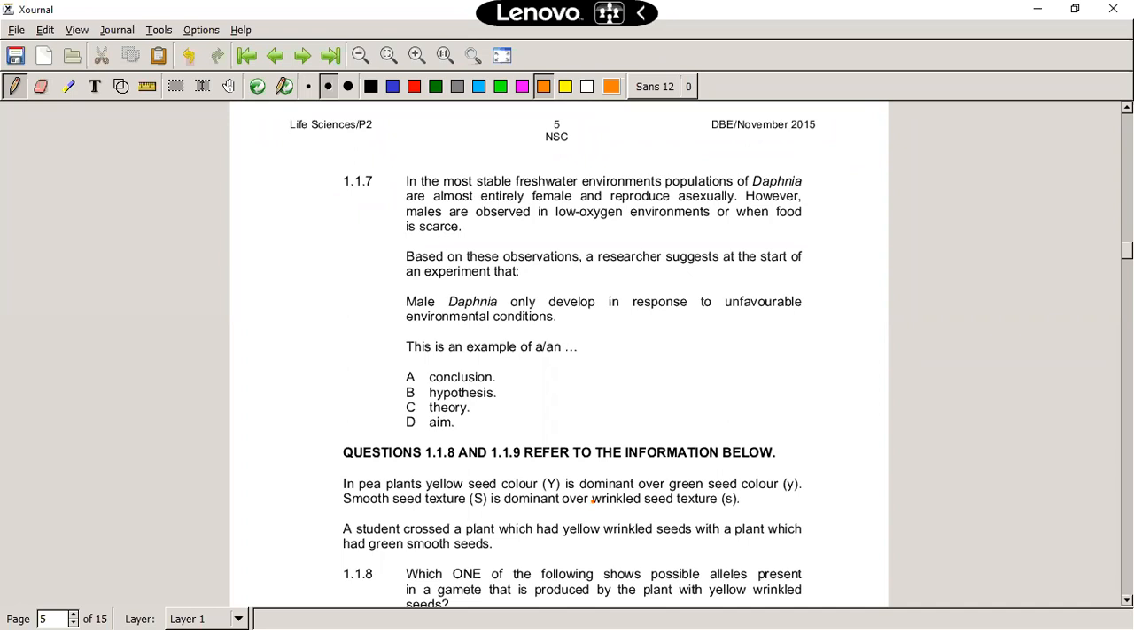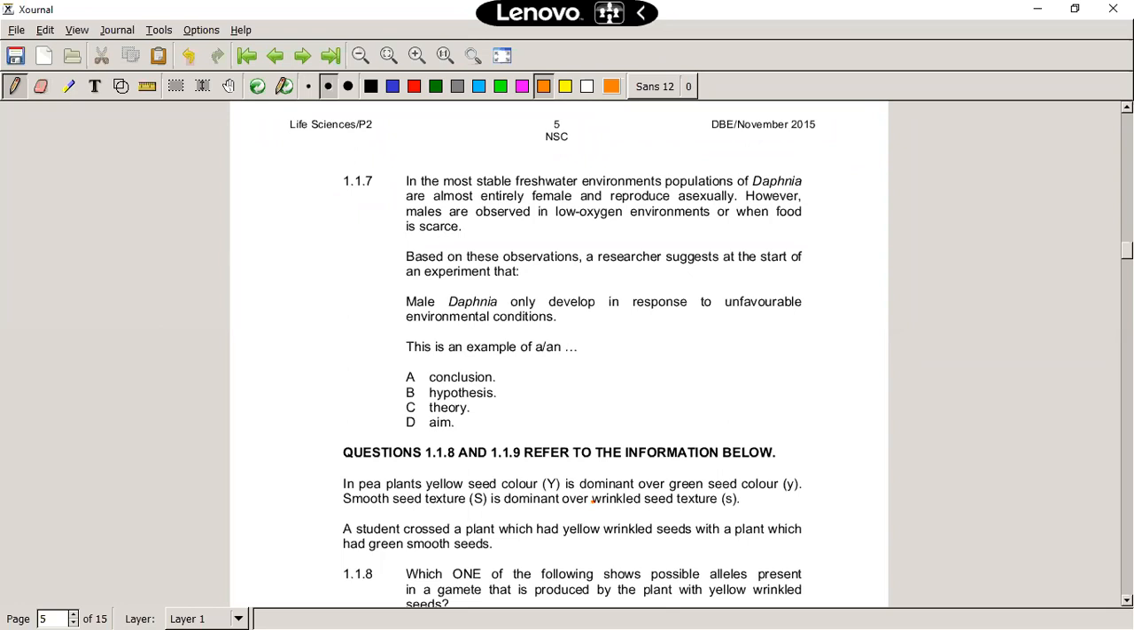Based on these observations, researchers suggest that male Daphnia only develop in response to unfavorable environmental conditions. Okay, so what is he saying here? Is he giving a conclusion? Is he giving a hypothesis, a theory, an aim? Ladies and gentlemen, the reason they're asking this question is because it's a scientific method question. They're going over your knowledge of the scientific method and being able to know what is a conclusion, what is a theory, what is an aim, and what is a hypothesis.